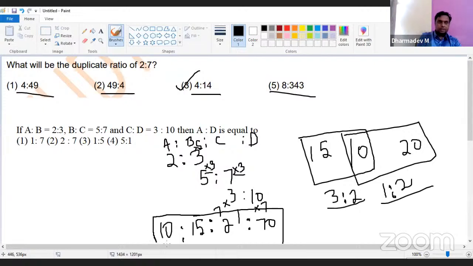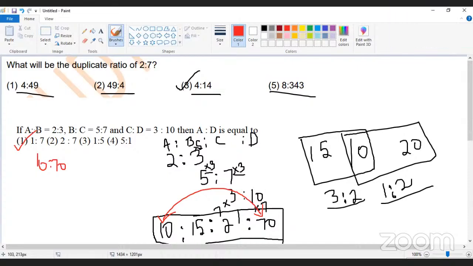Then 1:7 is correct? Okay, so I'm comparing between A and D. So when I compare A and D, that is 10:70. So in the common ratio, it becomes 1:7. Got it? Yes, sir. Okay. Shall we go with the next?